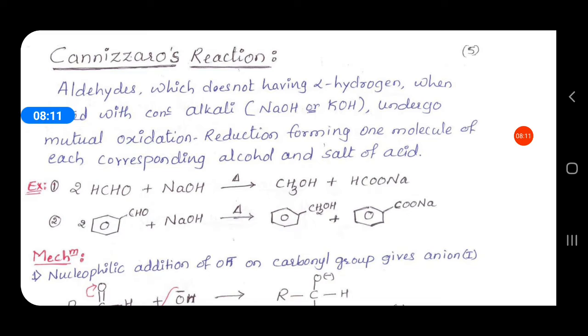dilute alkali, that is weak alkali, helps for that reaction. But in the Cannizzaro reaction, concentrated alkali is needed. So aldehydes which do not have alpha hydrogen, when treated with concentrated alkali, that may be NaOH or KOH, undergo mutual oxidation reduction. One molecule undergoes oxidation, another molecule undergoes reduction. So mutual oxidation reduction forms one molecule each of the corresponding alcohol and the salt of the acid.